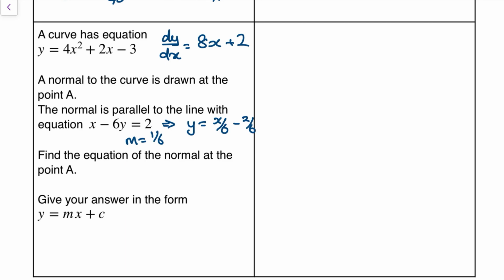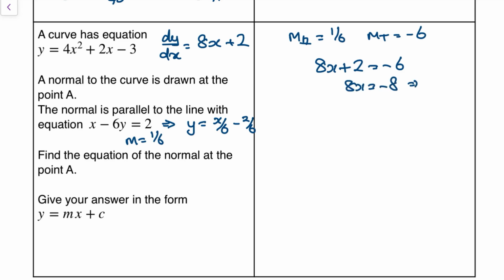So in other words, and this is why this question is quite clever, is I know my normal gradient is a sixth, which means my tangential gradient is minus 6, negative reciprocal. I need 8x plus 2 to equal minus 6, which means that 8x equals minus 8, which means that x equals minus 1. I found my A value, I found the x coordinate is minus 1. Well, the y value is going to be, well, put it back into the y equation.